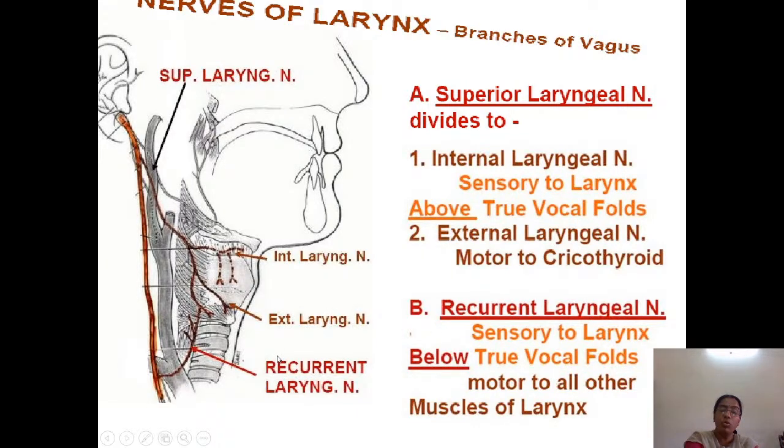One more nerve supply of the larynx is the recurrent laryngeal nerve, which is also sensory. The recurrent laryngeal nerve supplies below the vocal folds, whereas above it is supplied by the internal laryngeal nerve. Not only this, the recurrent laryngeal nerve, below the true vocal folds, also supplies all the muscles except the cricothyroid muscle. All other muscles are supplied by the recurrent laryngeal nerve.